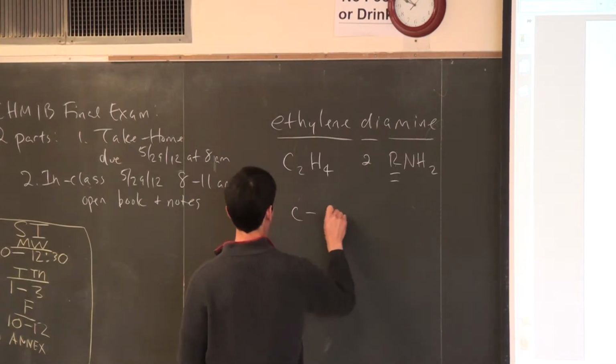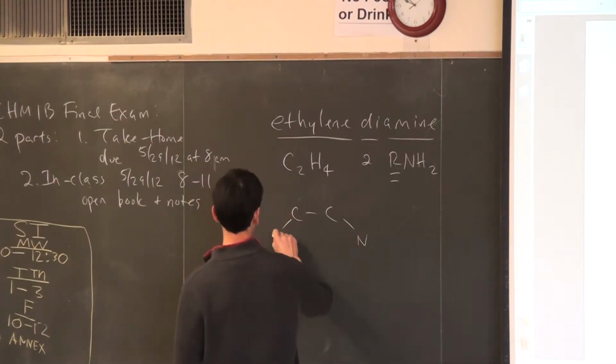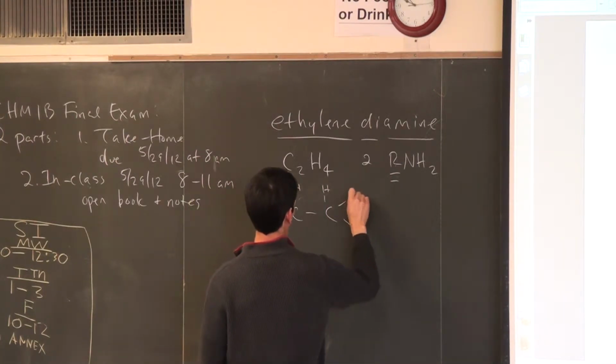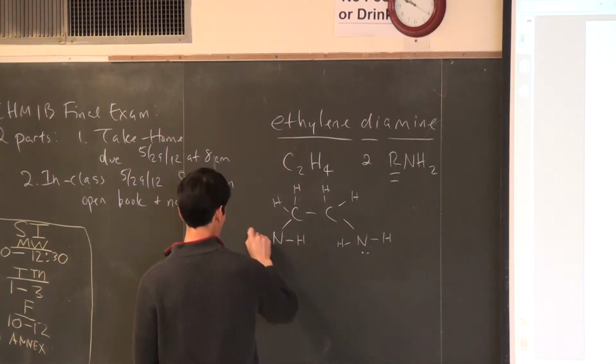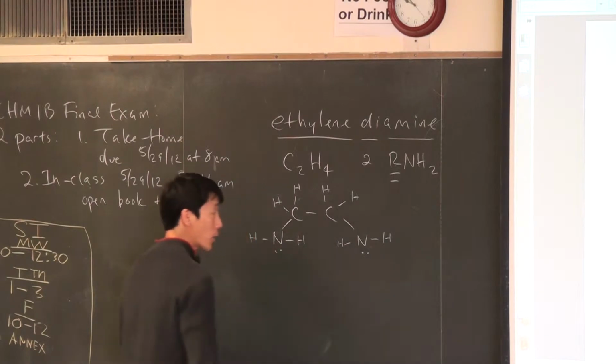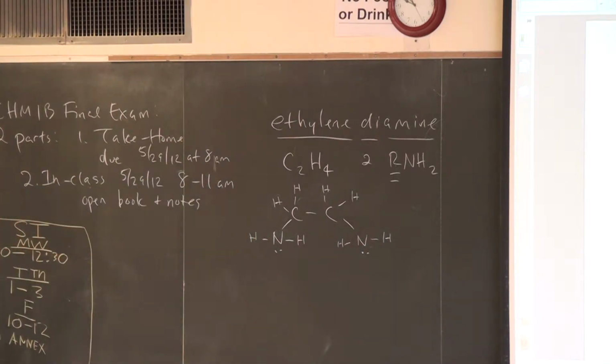So there's ethylenediamine, and I'll put 2 hydrogens here and the lone pair. Okay, so there's the ethylenediamine. Now, ethylenediamine is often used as a food preservative, so how does ethylenediamine work as a food preservative? Any ideas?